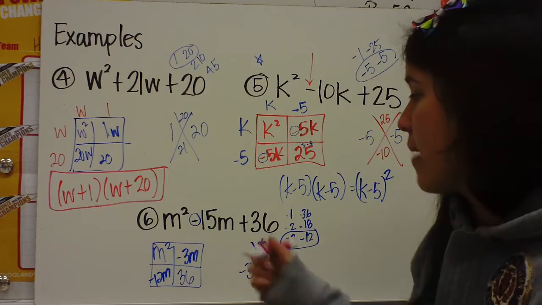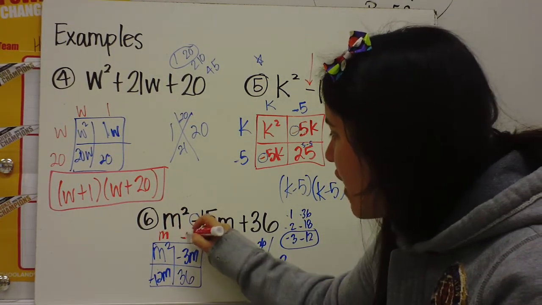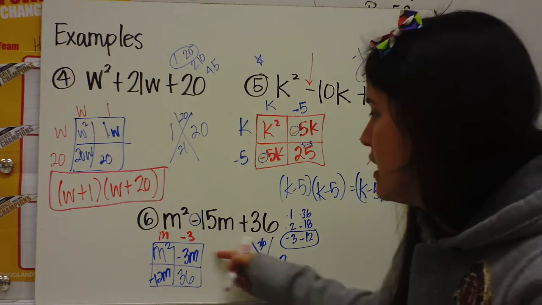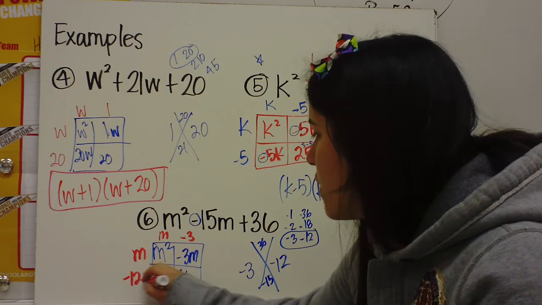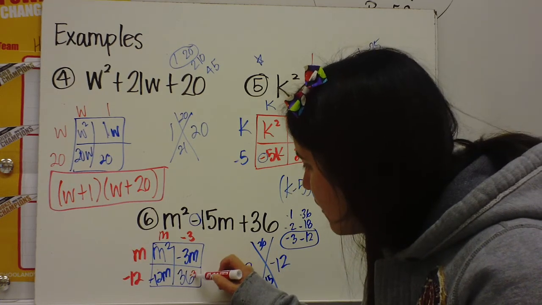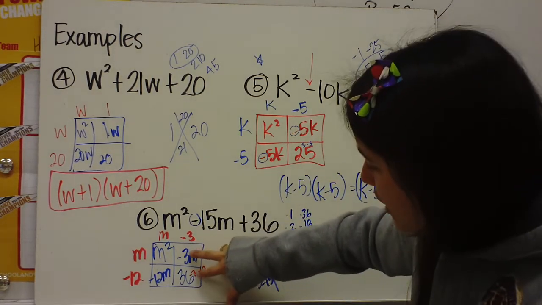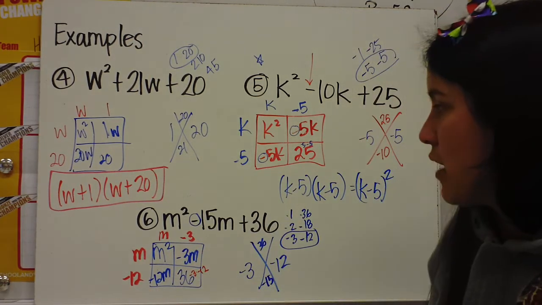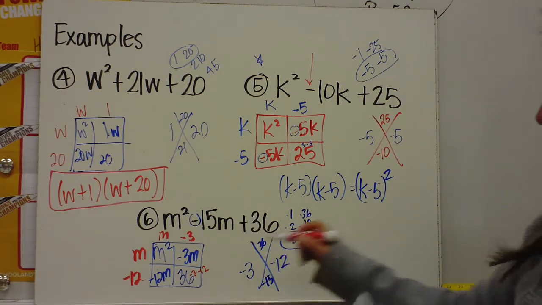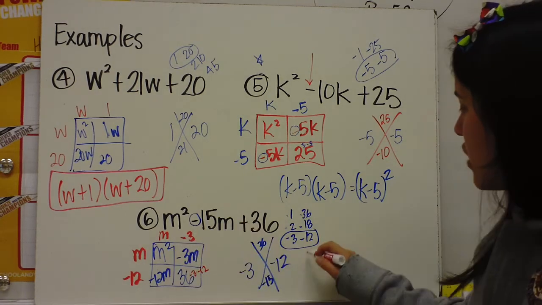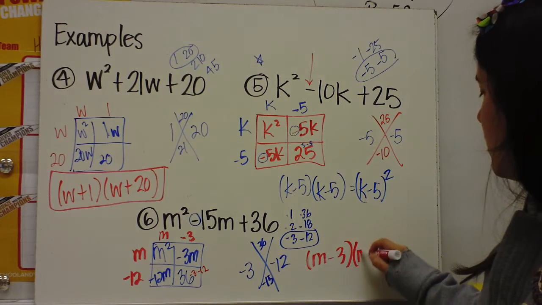I pull out my greatest common factor. So right here they have an m in common. And right here they're going to have a negative 3. This way they have an m in common. And this way they have a negative 12. Because remember, this is really negative 3 times negative 12. So you can see they both have a negative 3 and they both have a negative 12. Once you pull out your greatest common factor, we can rewrite it using our parentheses. So m minus 3 and m minus 12.